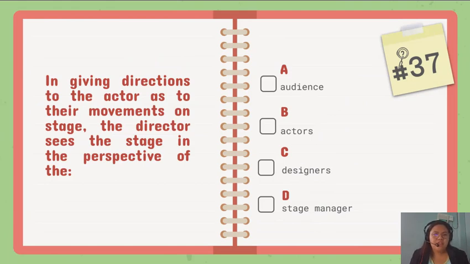Number 37. In giving directions to the actor as to their movements on stage, the director sees the stage in the perspective of the A. Audience, B. Actors, C. Designers, or D. Stage manager. The correct answer is B. It is always the perspective of the actors and how they see the audience, not the opposite.